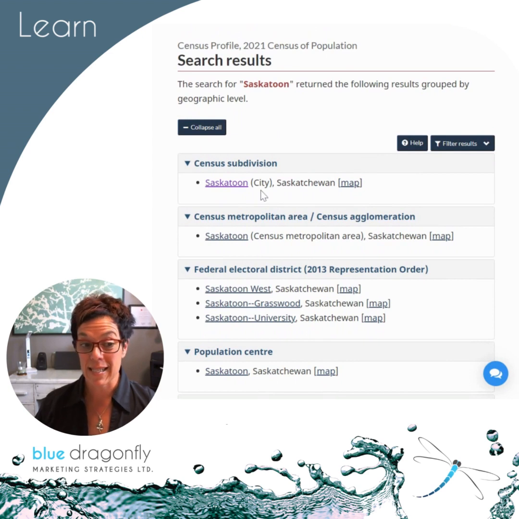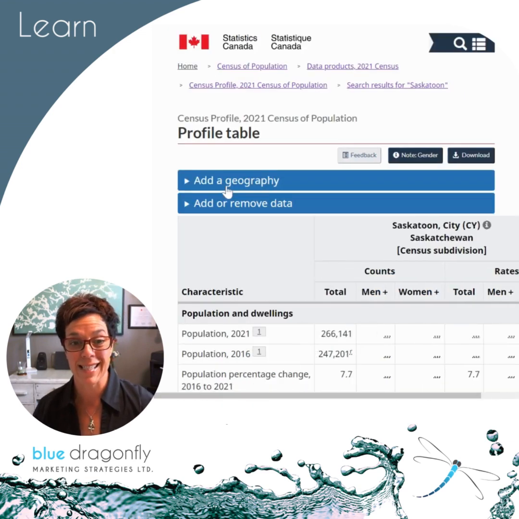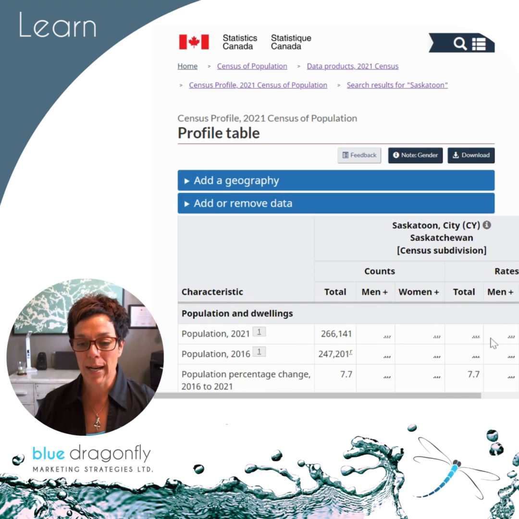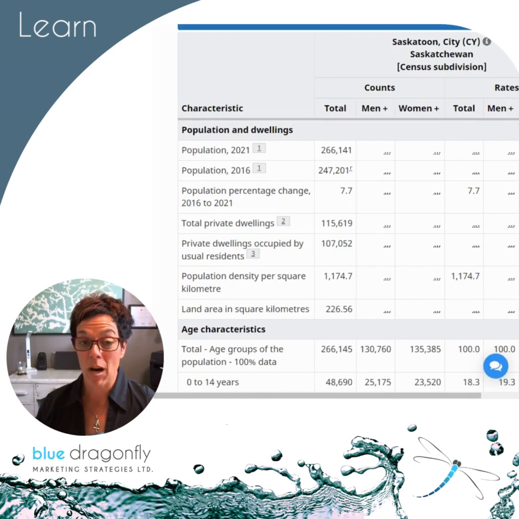So I can see the city of Saskatoon in its entirety. I can also look at Saskatoon West, Grasswood, or University. So it's nice on a really big center like that that it is broken out like that. In this case, I'm just going to click Saskatoon as a city as a whole. When I go in here, information that may be of value is to see what the population is and what any population changes are. As you can see here, the population has increased from 2016. The most recent census that was done was in 2021.